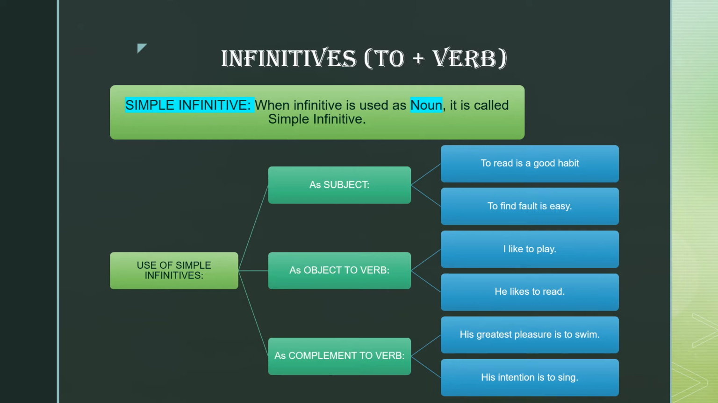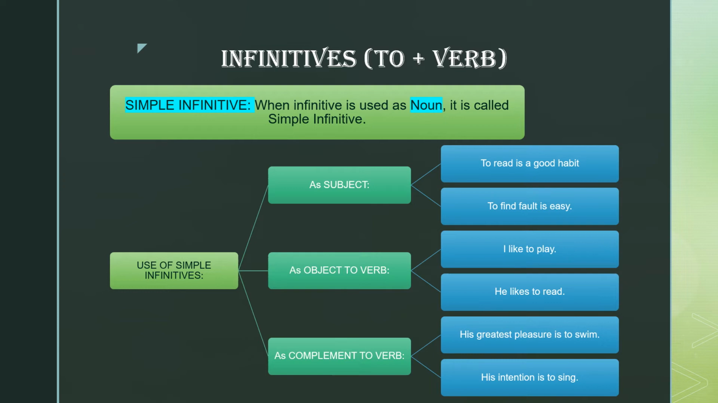Again, if I use it as an object to a verb, that is, it is defining in a way the verb. Object is something that receives the action. So, I like to play. What do I like? I like to play. Play again is an infinitive because it is following the word to. And here the infinitive to play is acting as an object to the verb like, so it is receiving that particular verb. He likes to read. Again, read here becomes the object to the verb likes.